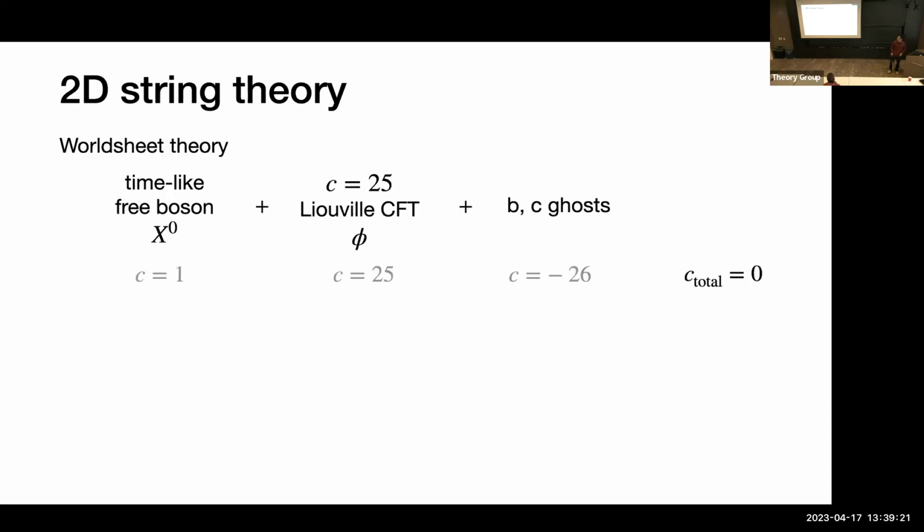But let's discuss in more detail what this two-dimensional string theory is. As a reminder, we've got a timelike free boson, which is interpreted as time. We've got the c=25 Liouville CFT, which is interpreted as space. We'll give its field a name, phi, along with the usual bc ghosts. So the total central charge of the system is 0, and we have a critical string background.